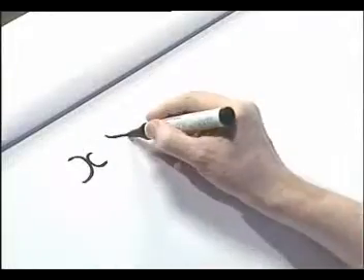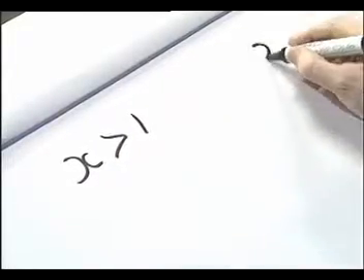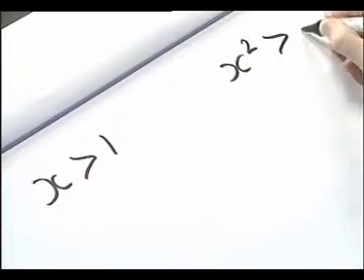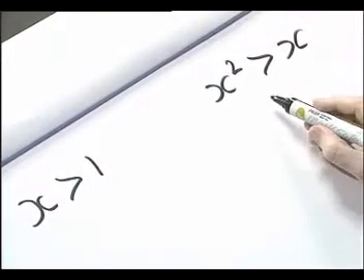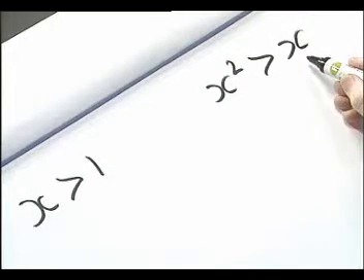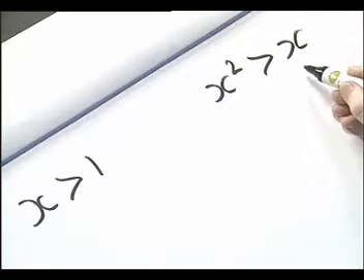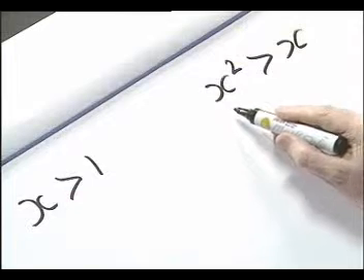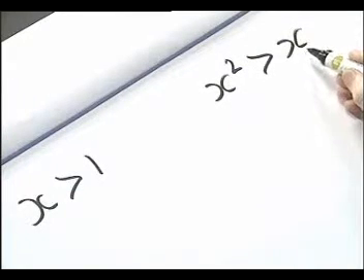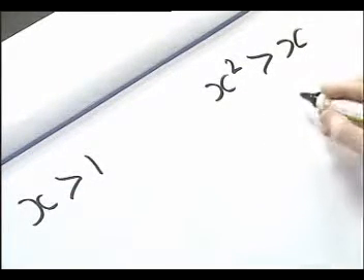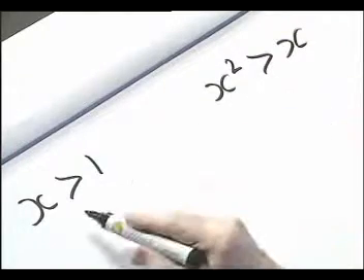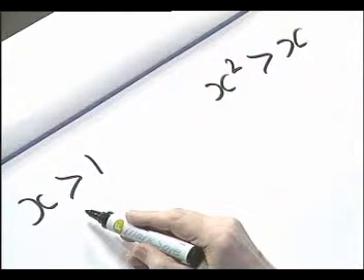This leads to difficulties when dealing with variables, because a variable can be either positive or negative. Look at these two inequalities. x is greater than 1 and x squared is greater than x. Now clearly, if x squared is greater than x, x can't be 0. So it looks as if we ought to be able to divide both sides of this inequality by x, giving us x greater than 1, which is what we've got on the left.